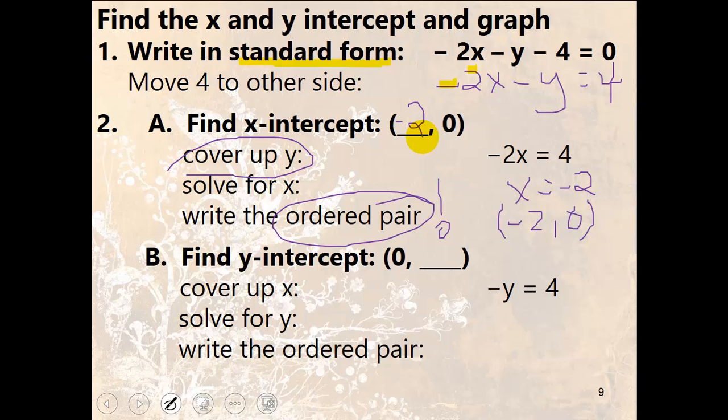Negative 2, comma 0. Find the y-intercept. We're going to pretend that x is not there. That's another way of plugging in 0 for x. Solve for y. Look at how I made sure I gathered that negative y right there. So I get negative y equals 4. So that means y equals negative 4, and I'm going to put it in ordered pair, 0, negative 4. Write that ordered pair. It's not y equals negative 4. That is a line, the horizontal line that the y-intercept lies on, but the y-intercept is 0, negative 4. Okay?